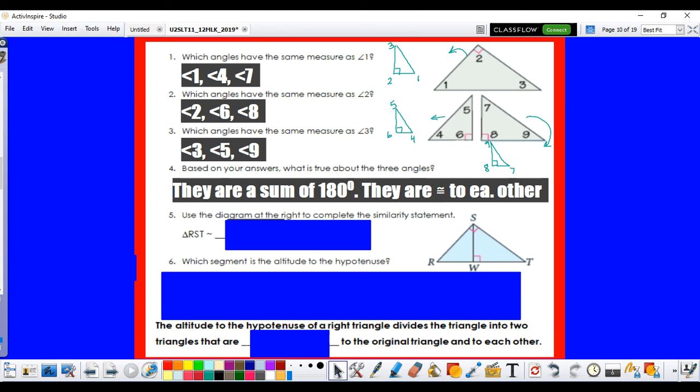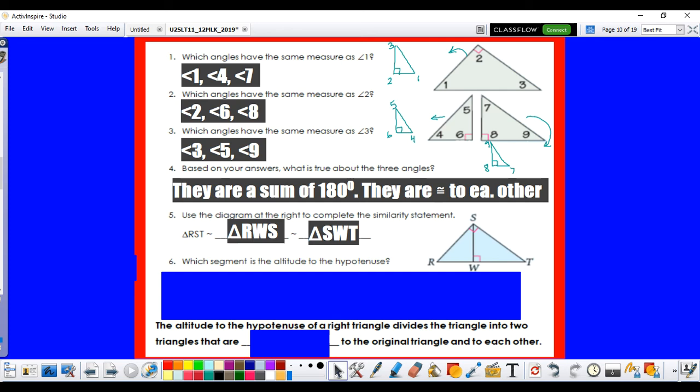And then we also know that the angles themselves are going to be congruent to their corresponding angles, right? So 1, 4, and 7 are congruent, 2, 6, and 8 are congruent, 3, 5, and 9 are congruent. And we know that's true because in every similar figure, we have congruent angles but proportional side lengths. And that's the same thing that happens with these right triangles. So in number 5, using the diagram to complete the similarity statement, we can say that triangle RST is going to be similar to triangle RWS, which is similar to triangle SWT.